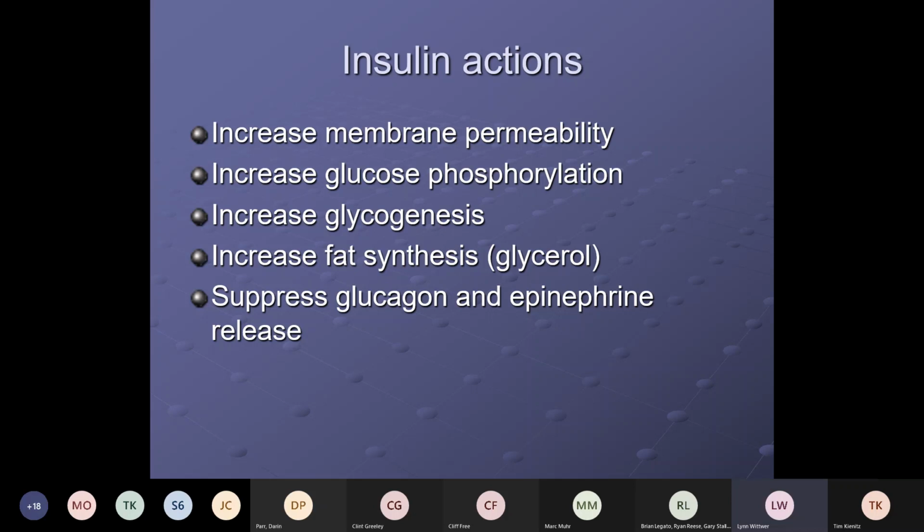Also, when you take in more calories in the form of carbohydrates than you use, that becomes stored in your body in the form of glycerol. So you have fat synthesis. You take glucose and your body processes it in the liver again to make glycerol, which is stored fats. Insulin also suppresses the counter-regulatory hormones, which are glucagon and epinephrine.